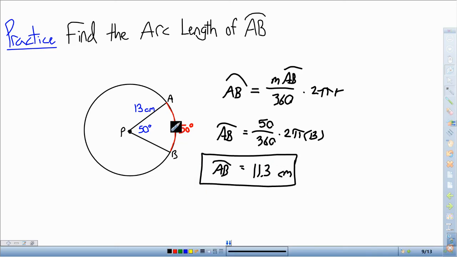Okay, just taking a look real quick. Does it make sense for this arc to be 11.3 if our radius is 13? Yeah, maybe looks a little shorter. Okay, so that makes sense there.